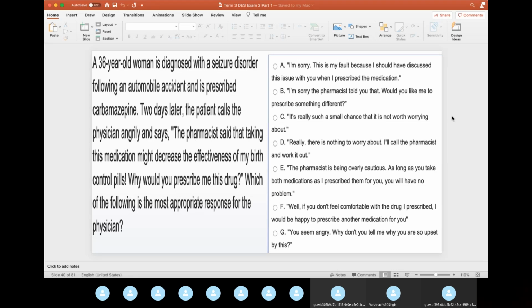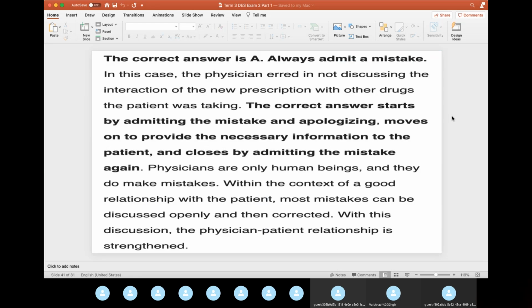Three, two, one. It's A. So always admit a mistake. In this case, the physician made a mistake in not discussing the interaction of the new prescription with other drugs the patient was taking. So the correct answer, as someone said a while ago, starts by admitting the mistake and apologizing, moves on to provide the necessary info, and closes by admitting the mistake again.